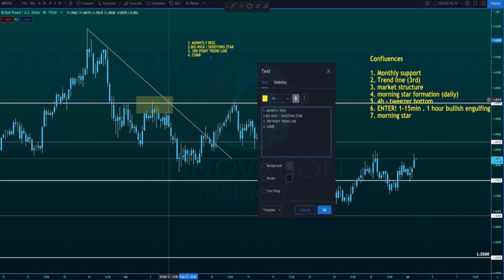So you're combining the monthly and the trend line. I'm typing too fast. And the trend line.